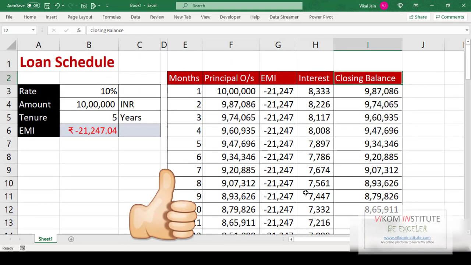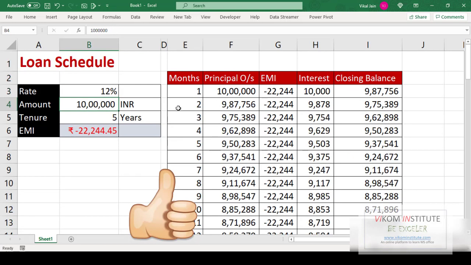So this is the loan schedule. Now you can find out any loan schedule and you may change the rate of interest also. So this loan schedule is fully dynamic.